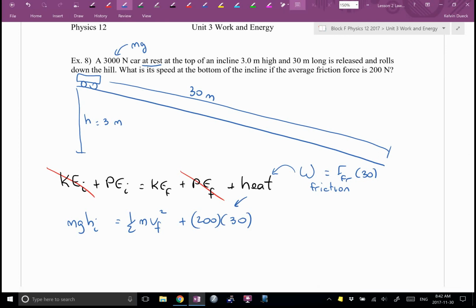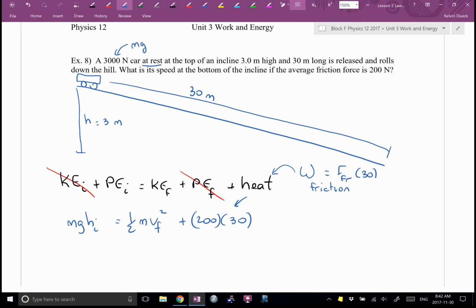What are we really saying? We're saying, here's how much energy we started with. Most of it went into speeding up, but some got bled away into heat. And this is a much more realistic scenario than some of the ones we were doing yesterday. Oh, by the way, do the m's cancel here? No, they do not.